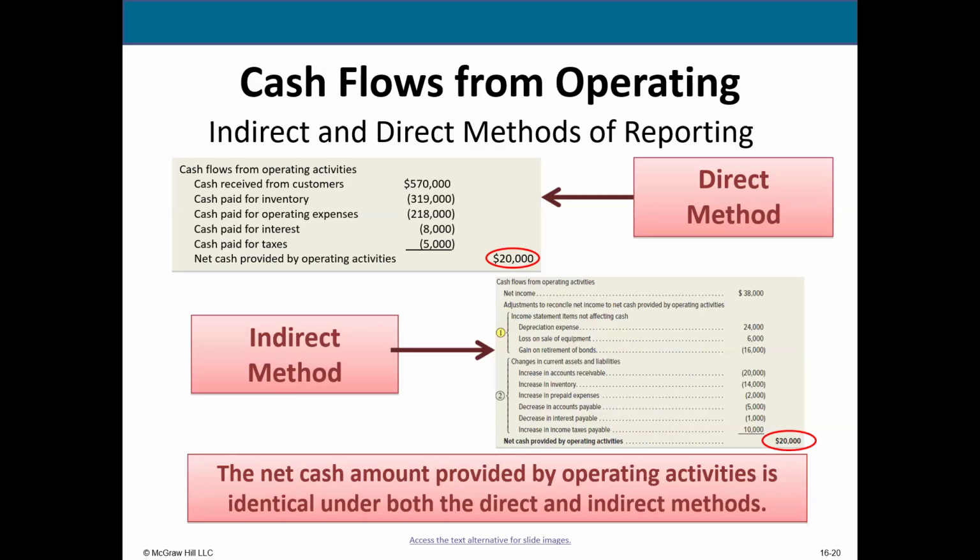And then the second part of that are the changes in the current assets and current liabilities. Changes in receivables, inventory, prepaid expenses, accounts payable, interest payable, income tax payable. Notice that all of those represent the day-to-day operating activities. They just so happen to be current assets and liabilities.